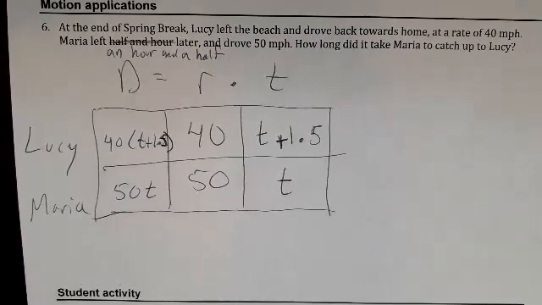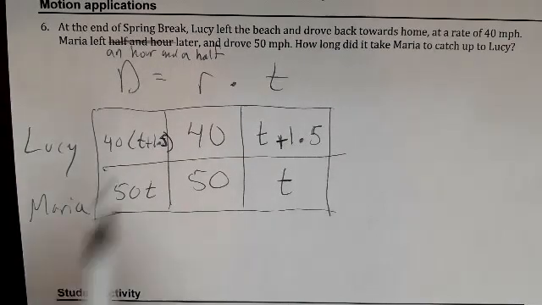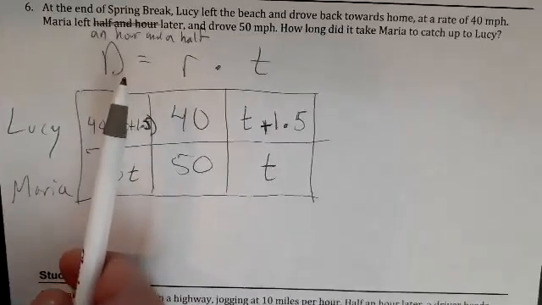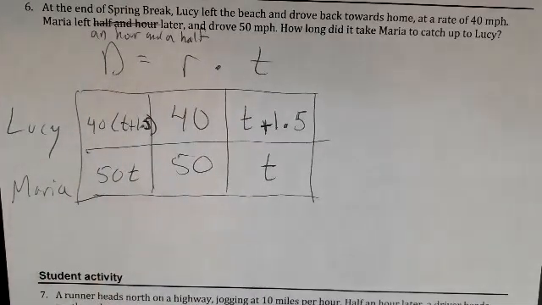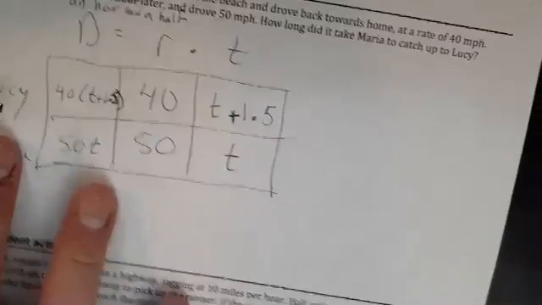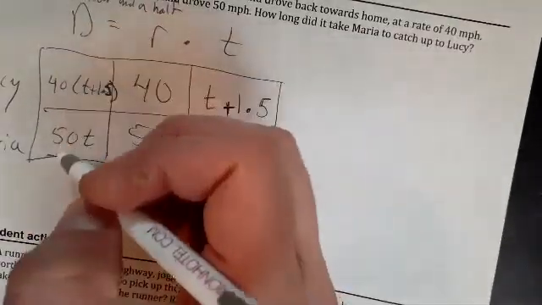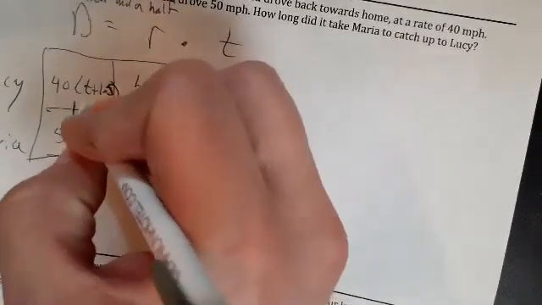And now we're looking at this. We know their distance, we know their rate, we know their time. It has some variables in there. But they're saying how long did it take Maria to catch up to Lucy? So if you catch up to someone, what does that mean? Does that mean your rates are the same, your distance are the same, or your time is the same? That absolutely means you're going to be the same distance. You have driven the same distance means you are at the same place. That's synonymous.